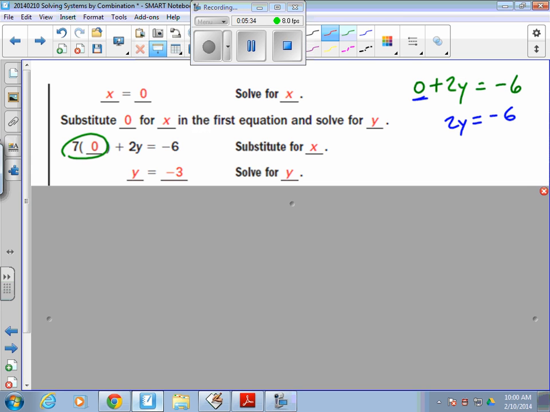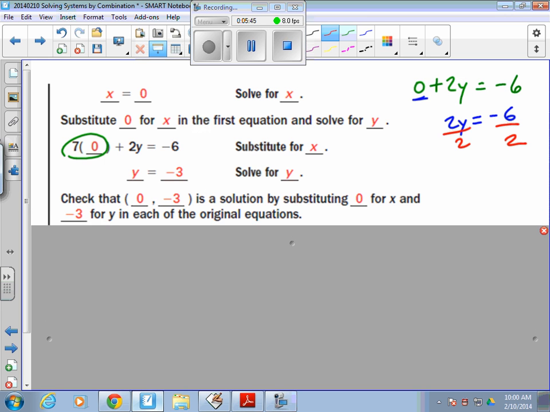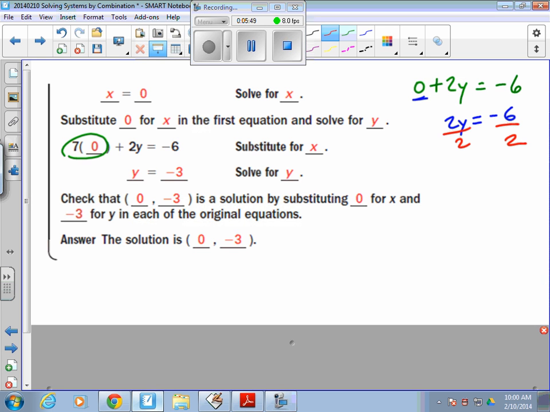And when you divide by 2 on both sides, that's where we get y's value. You get y equals negative 3. So you have x's value is 0 and y's value is negative 3. So check that 0, negative 3 works by plugging in or substituting 0 in place of x and negative 3 for y. So your solution is x, y: 0, negative 3.